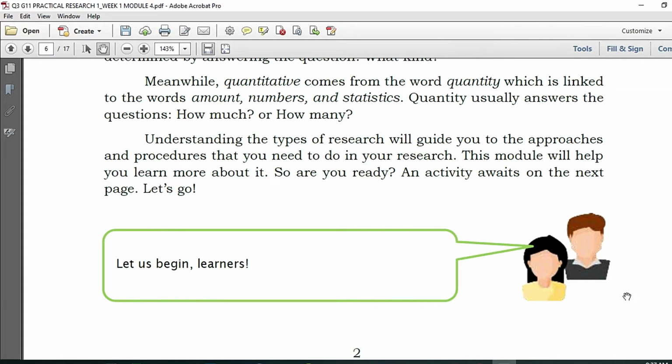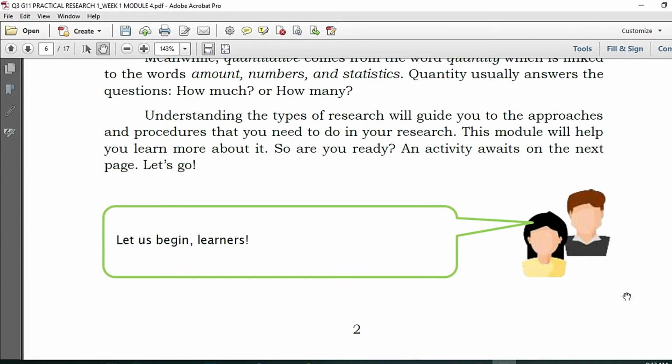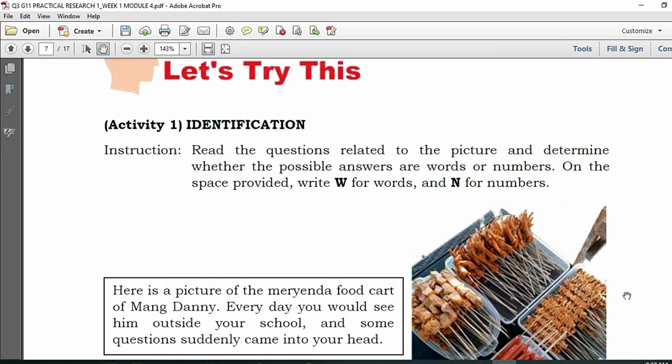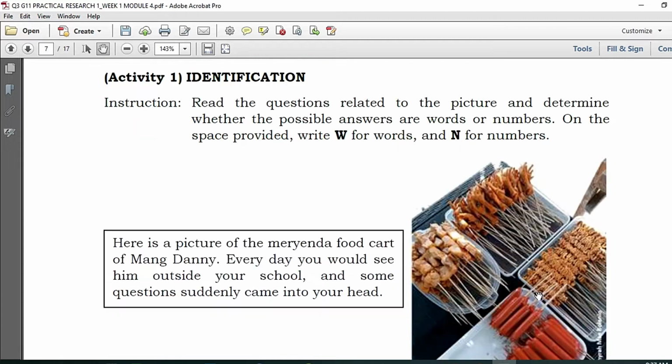Okay, so are you ready? Ready? So activities await on the next page. So let's go. Okay, let's try this identification. Read the questions related to the picture and determine whether the possible answers are words or numbers. On the space provided, write W for words and N for numbers. I hope it is clear.